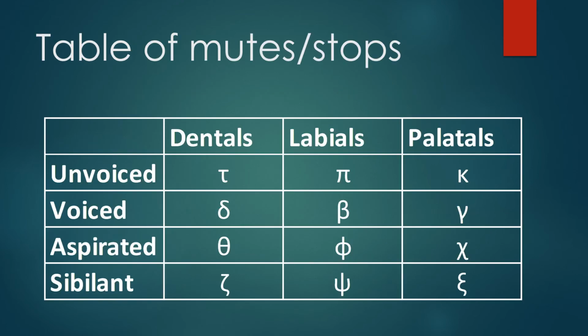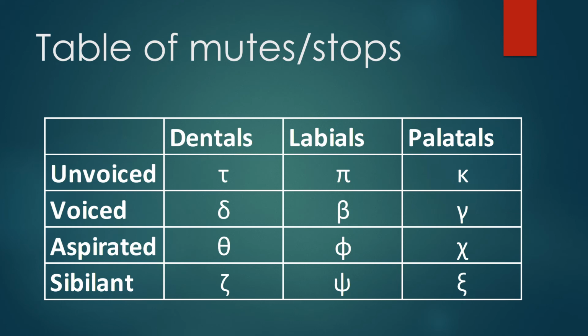This is a table that I personally think is pretty interesting, and maybe you'll find it interesting. You can write it on a bar napkin when you're hanging out with strangers at a bar, and tell them about the Greek alphabet. There are 3 different kinds of stops or mutes in the Greek language. There are dentals, which are consonants pronounced with your teeth. There are labials, which are pronounced with your lips. And there are palatals, pronounced further back with your palate.